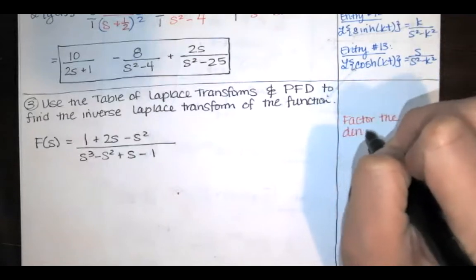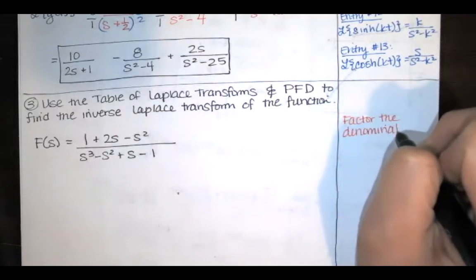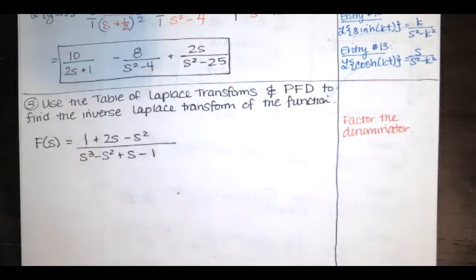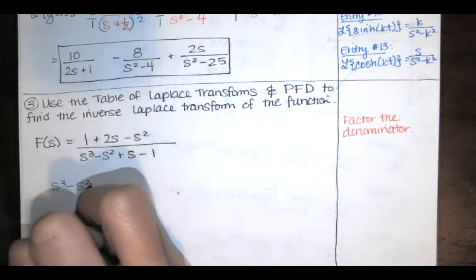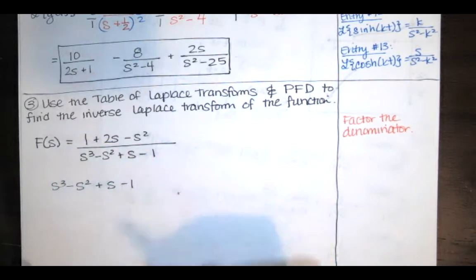And then once it's factored, then we can find the appropriate form of the partial fraction decomposition, and then we can find the values of the constants that are necessary in the numerator to cause the decomposed version to equal the original fraction. So we'll start with our s cubed minus s squared plus s minus 1.